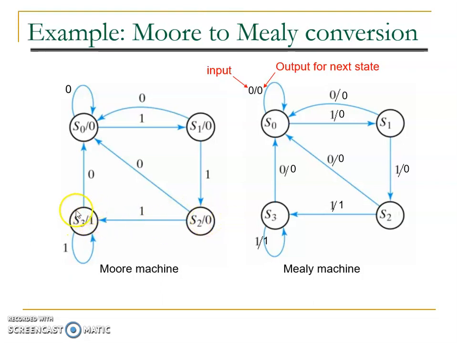So state S3, input 1, output 1. So S3, 1, 1, input 1, output 1. From S3 to S0, input 0, output 0. So input 0, output 0. Okay, so that completes the Moore to Mealy conversion.